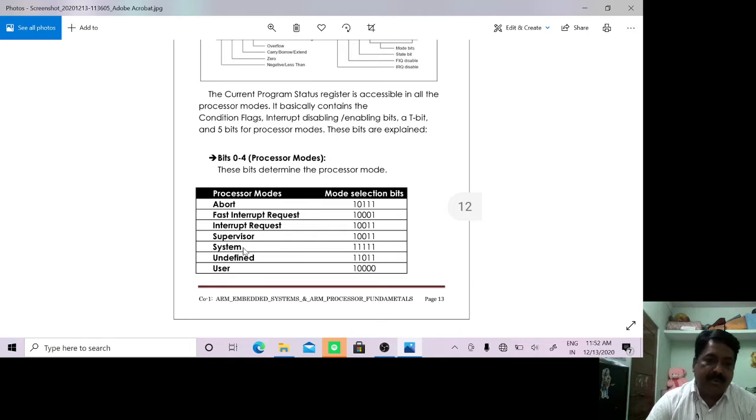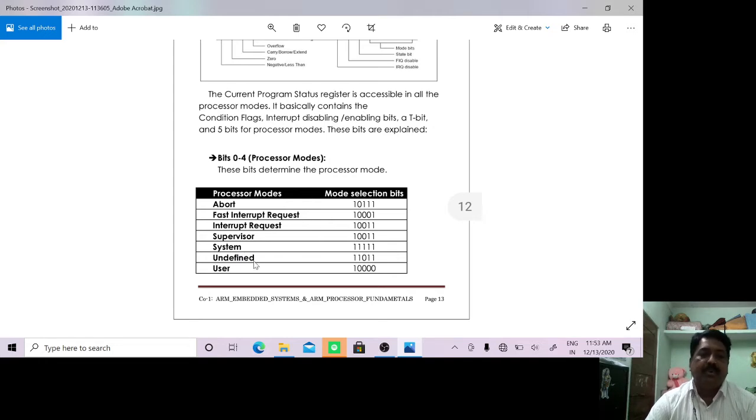Like that, system mode is there. System mode actually shares all the registers with user mode. System mode is also a privileged mode, just like supervisor mode, but the difference is that system mode employs the same registers as the user mode. So system mode will also be the one where the operating system takes over the ARM processor. When all the bits are ones in the mode selection bits, it represents system mode.